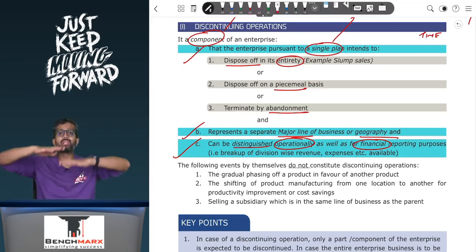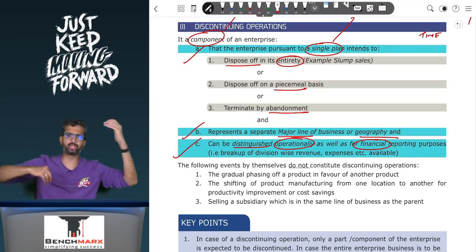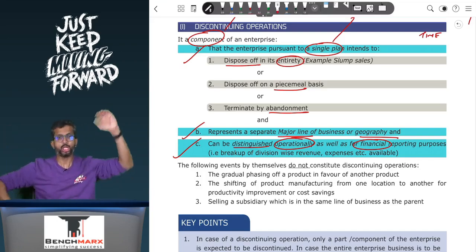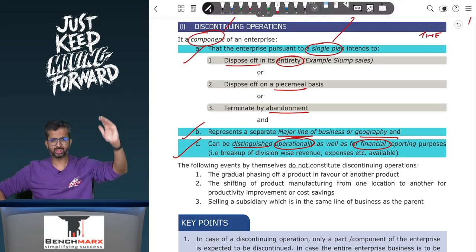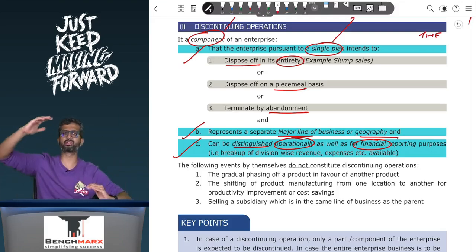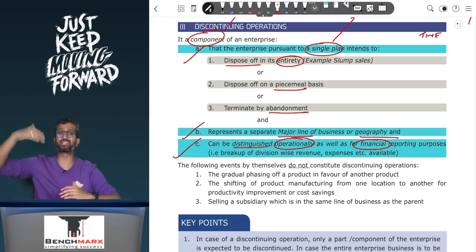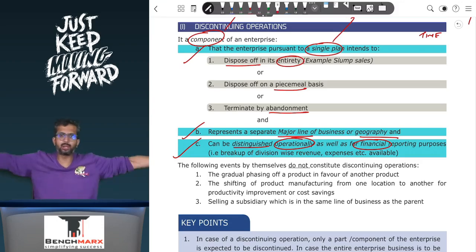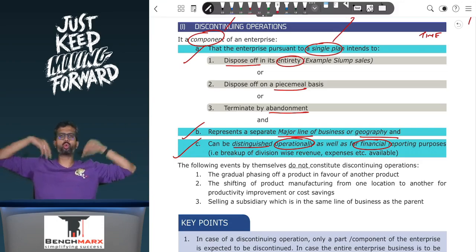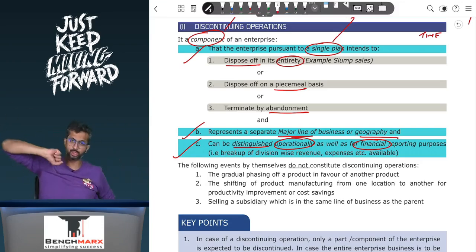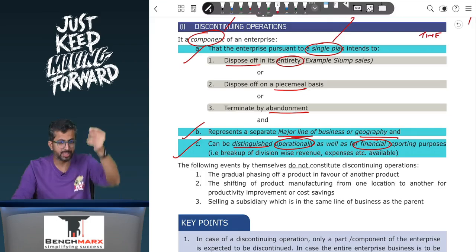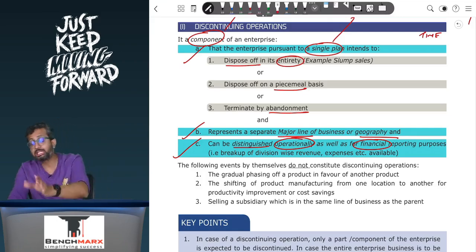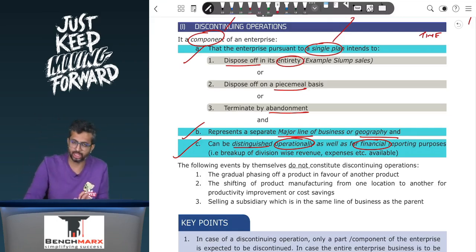Like if you merely phase out one product and bring in a new product, like you are in the passenger car business, you are selling a Maruti Alto earlier, now the sales of Alto are reducing and you are increasing the sales of Swift, then the sales of Swift are reducing, you are increasing Baleno. So here this is rebalancing of products. I cannot say that there is a discontinuing operation because you are just rebalancing the products. However, if you are selling the entire passenger car division altogether and you want to focus on some other division, that can be a discontinuing operation. So mere gradually phasing of one product and increasing another product cannot become a discontinuing operation.